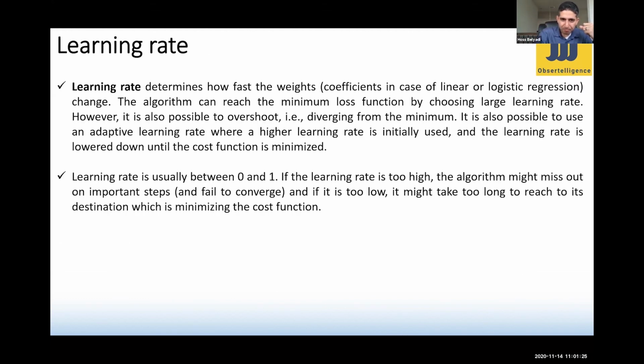So now, remember that the learning rate determines how fast the weight coefficients are updated. Learning rate varies from 0 to 1. And if the learning rate is too high, as I said, the algorithm might miss out on important steps and fail to converge. If it's too low, it might take too long to reach its destination, which is minimizing the loss function, or also called the cost function. It's the same thing, the loss function or the cost function.